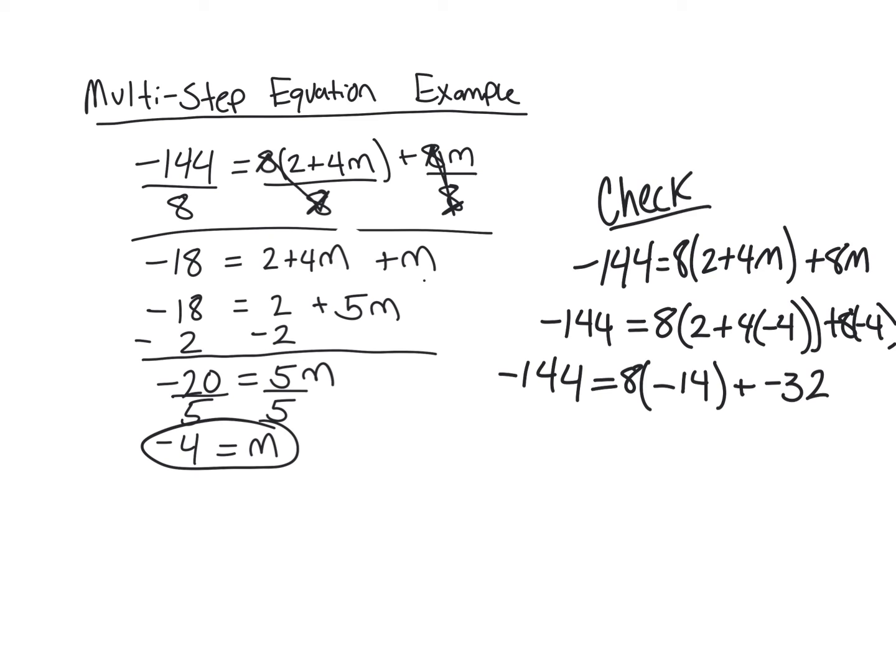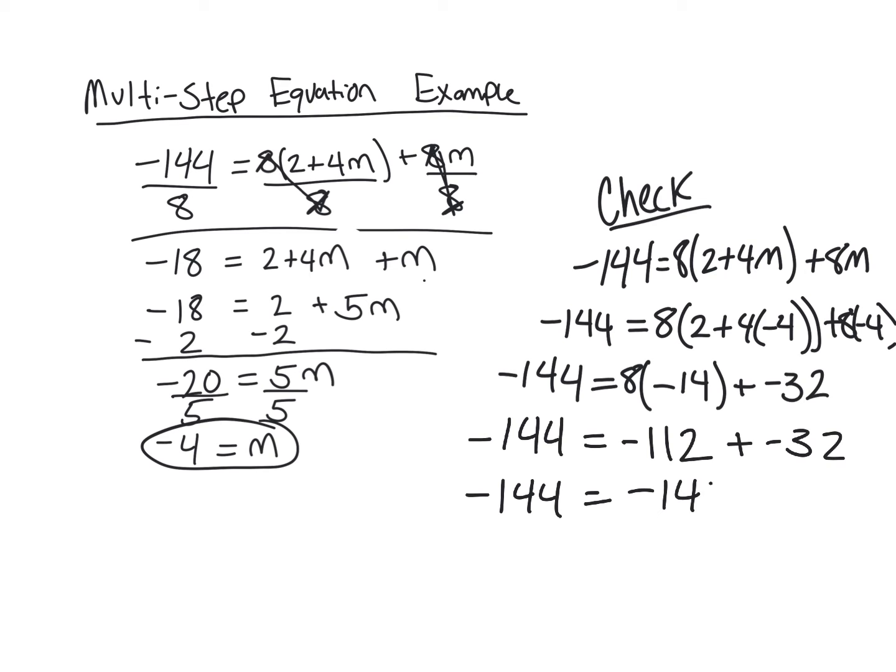So now we have -144 equals 8 times -14 is -112 plus -32. And -144 equals, well, -112 plus -32 is in fact -144. So we got what we were hoping for there. So m equals -4 is our correct solution.